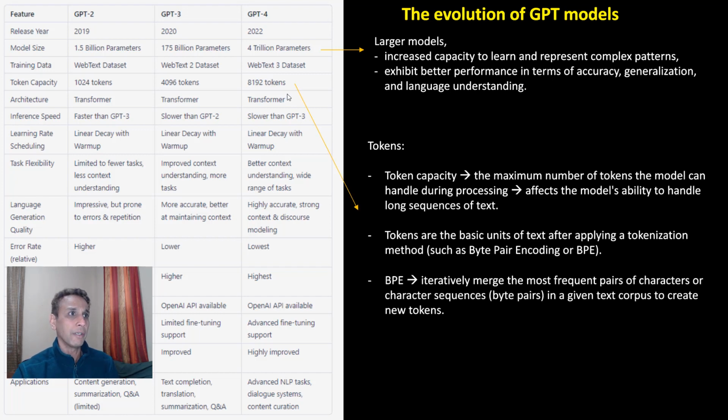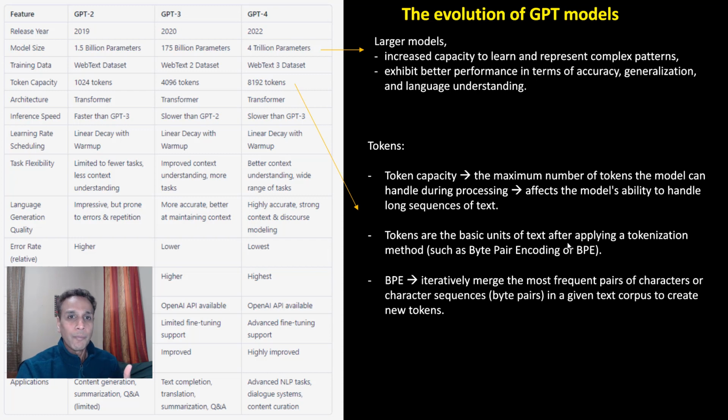Talking about context, the number of tokens is also important, because token capacity means the maximum number of tokens the model can handle during processing. That directly relates to the model's ability to handle long sequences of text. If it only has the ability to handle, for example, 10 tokens, then the sentence can only have about 10 words, and that's pretty much it. It doesn't know what happens before and after. 8,000 tokens at a time means you can have paragraphs of text going into the training, so it can understand the context much better. A token, like I explained, is a basic unit of text.